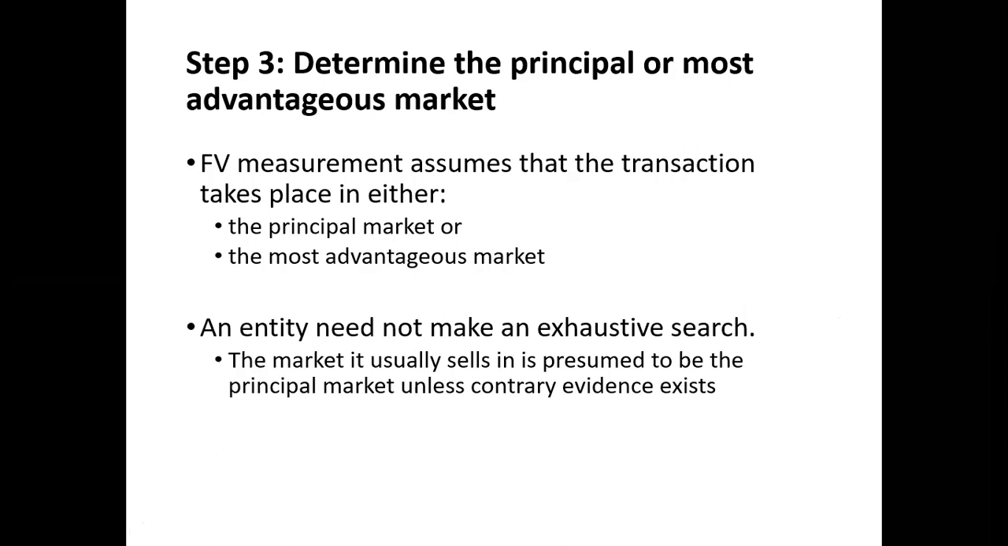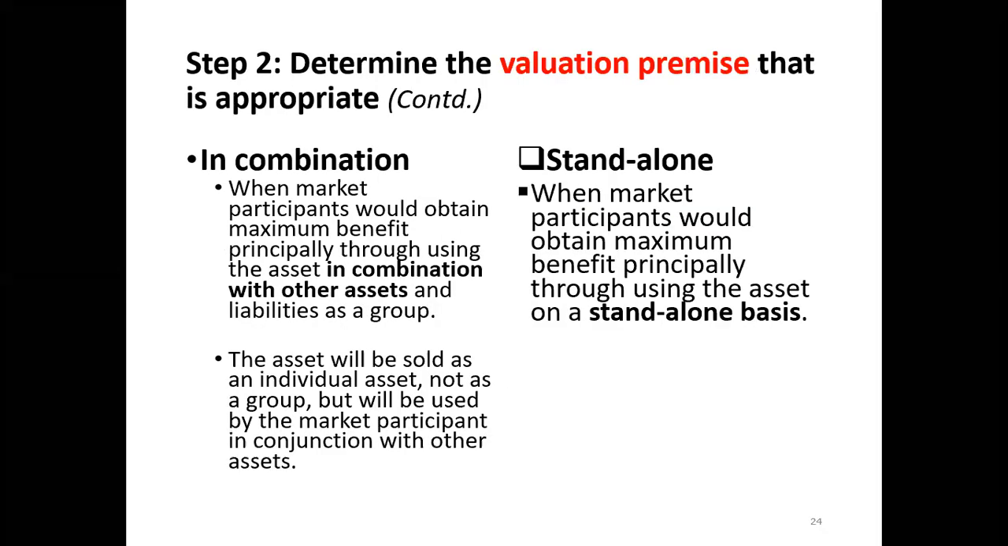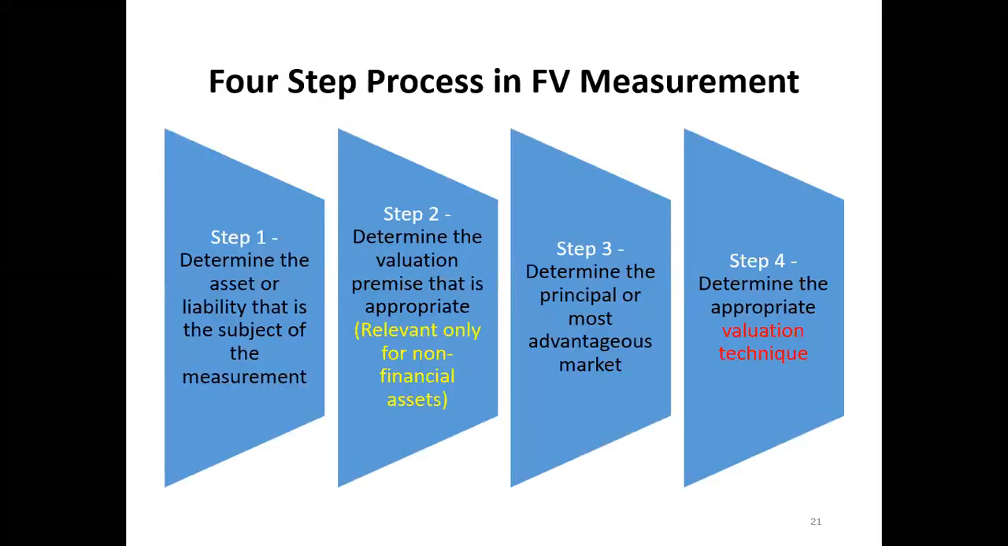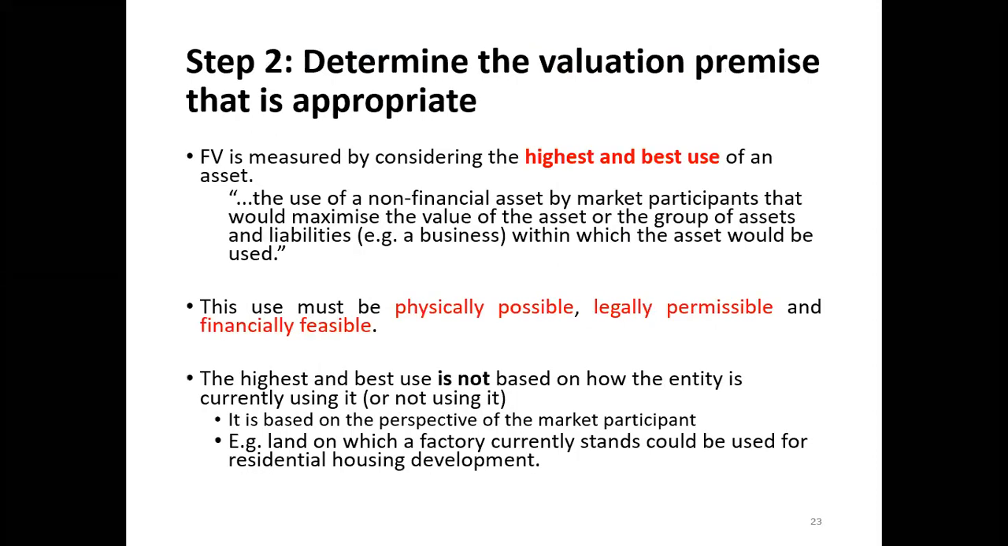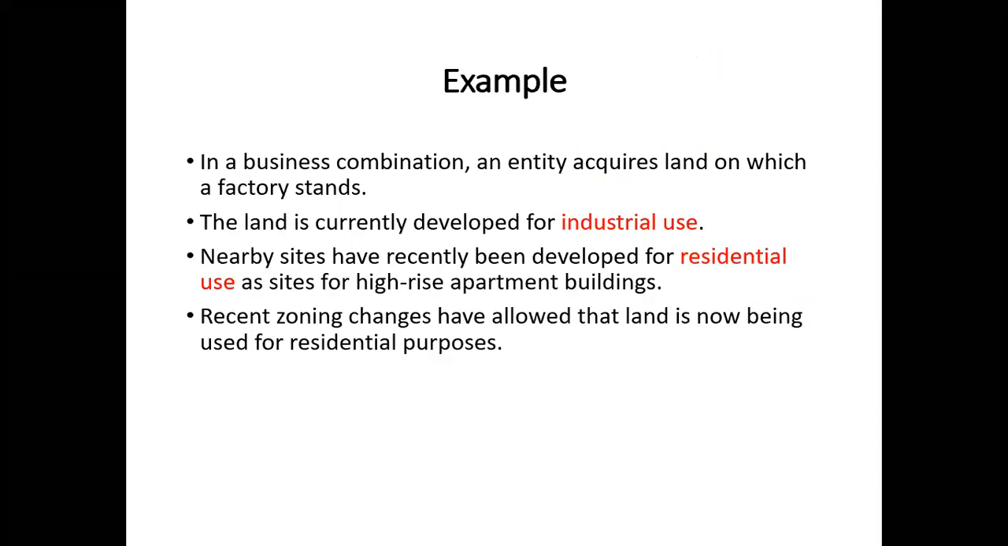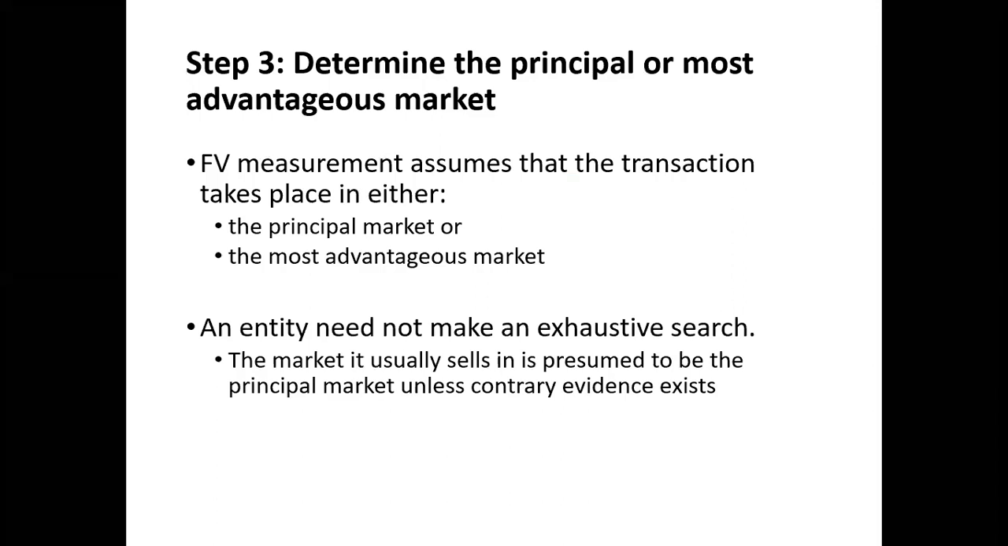Step 3, we are moving on to determine the principal or most advantageous market. When it comes to the four-step model, the first two steps we discussed are about the assets and liabilities, the characteristics of the asset and liability, then the valuation premise. It may be either in combination or standalone, which gives you the highest and best use. Now it's about the market. In fact, we have already discussed that.